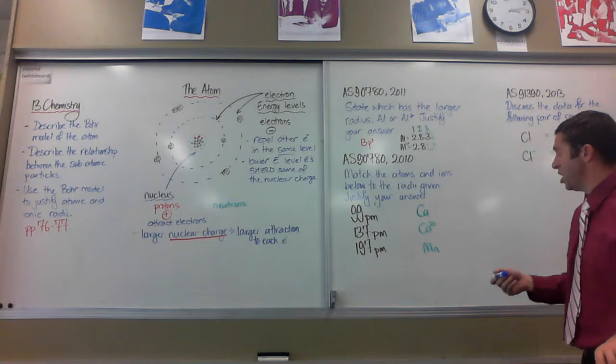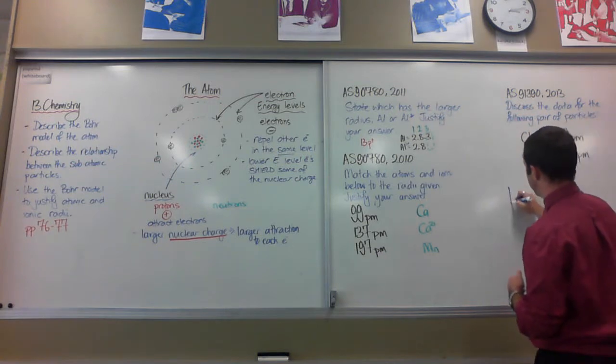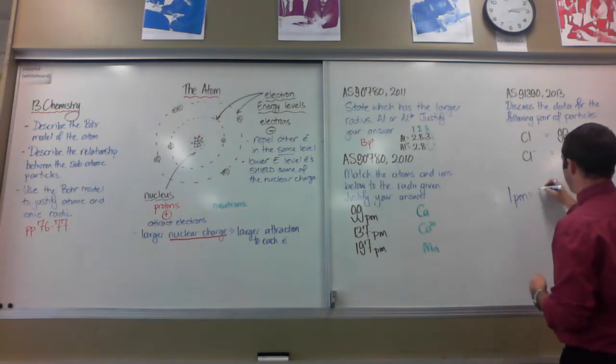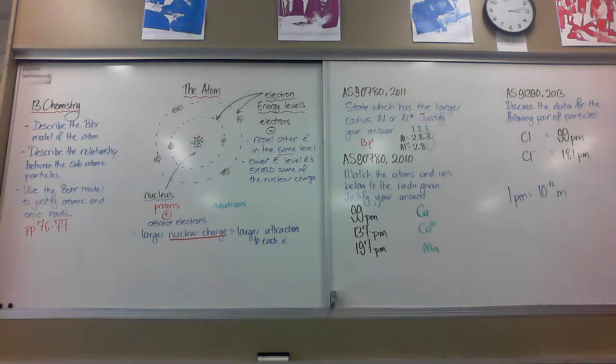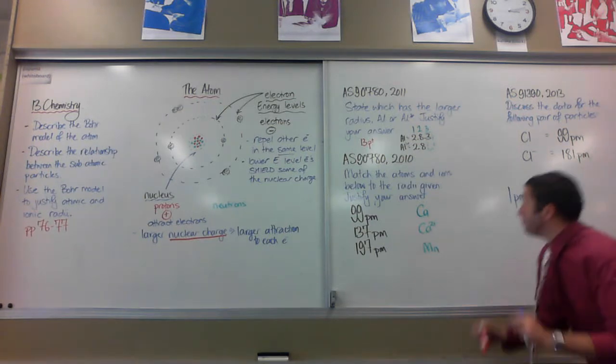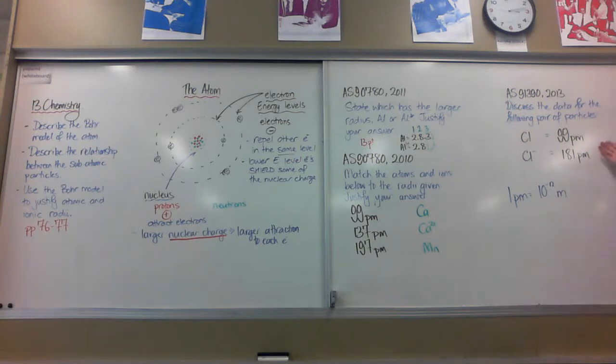So I'm going to write that up here. 1 picometer equals 10 to the negative 12 meters. Alright? So, in this case, why is it such a dramatic change? What's the same about them? 2 things this time, by the way, not just one. 2 things are the same about these.